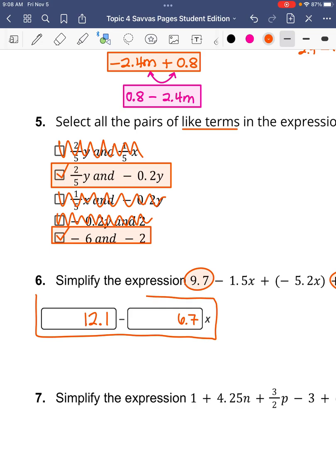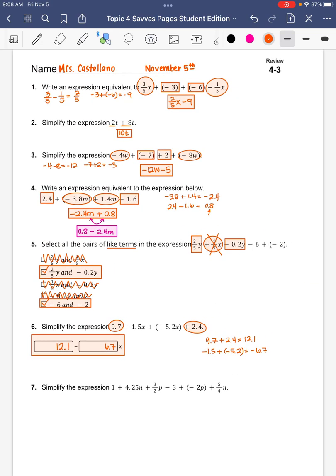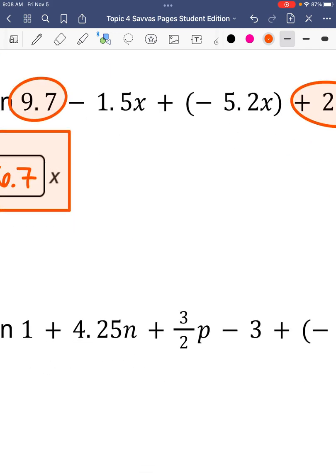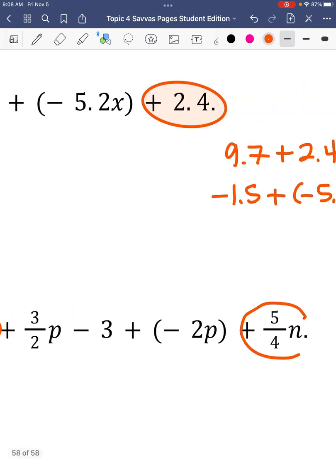Okay, let's move on to number 7. So number 7 looks complicated, but it's not as scary as it looks. We're told to simplify the expression 1 plus 4.25n plus 3/2p minus 3 plus negative 2p plus 5/4n. So I see I have two different variables, n and p. And I like to start with the one that comes first in the alphabet, which is n. So here I have 4.25n and 5/4n.